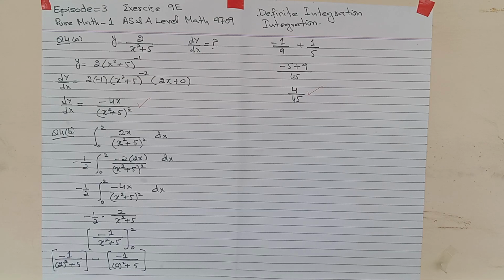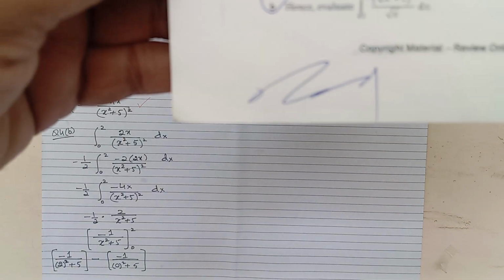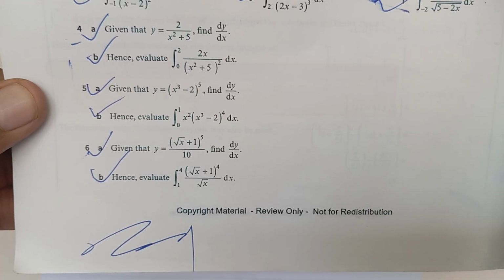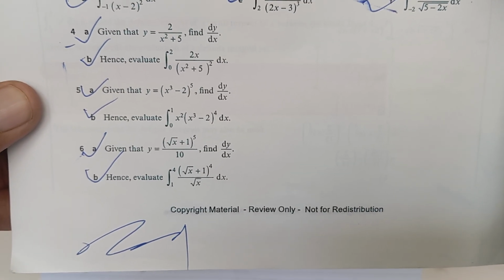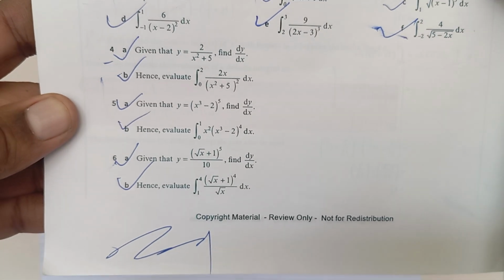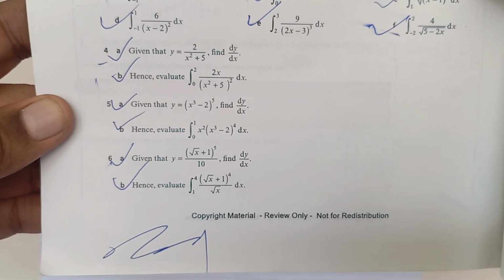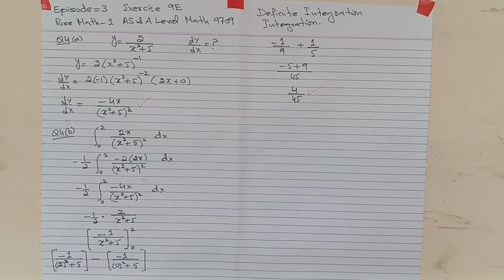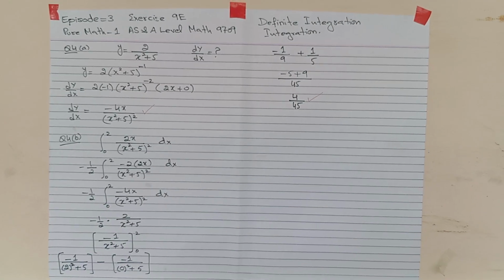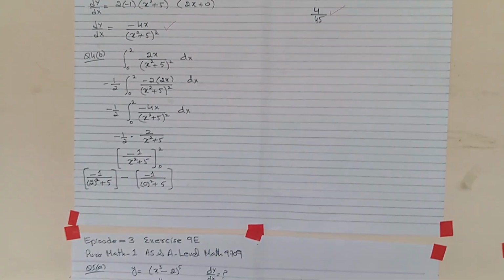Then we are going to attempt the question number 5. So the question number 5 is showing up on your screen. There are two parts. In the A part, we have to find the derivative. And in the B part, we have to integrate. The limits are from 0 to 1. So question number 5 we are going to attempt. So let me move my camera a little bit. So here we go.